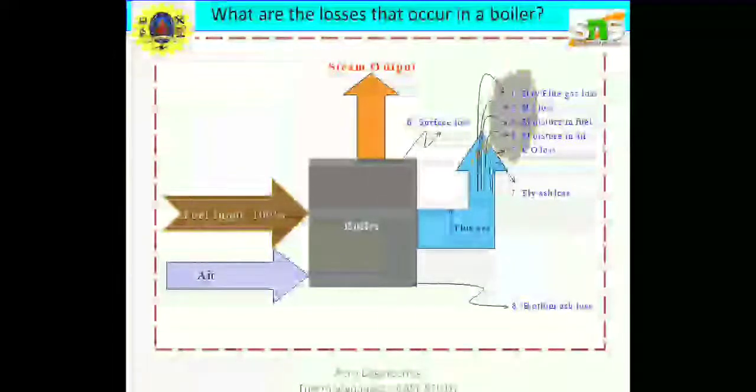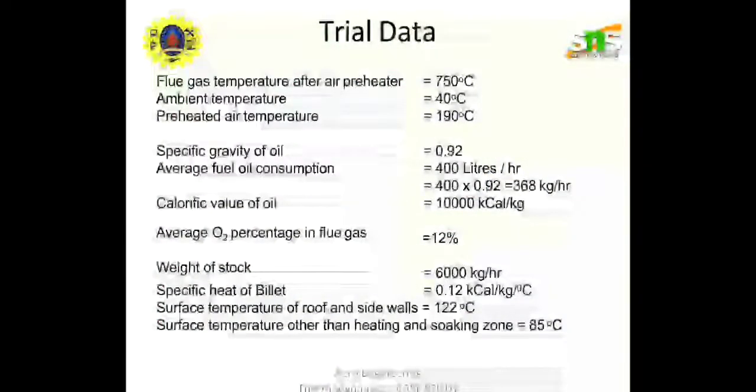The methodology in this given diagram is the collection of relevant reports on energy efficiency and energy audit for the input of private sector energy utilization, including surface losses and the fly ash loss. This is the trial data from this case study.